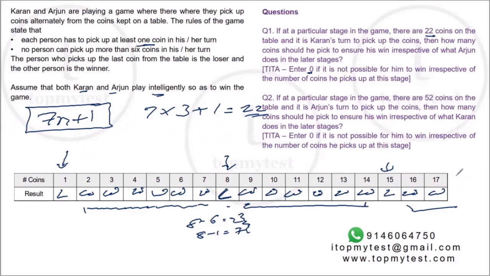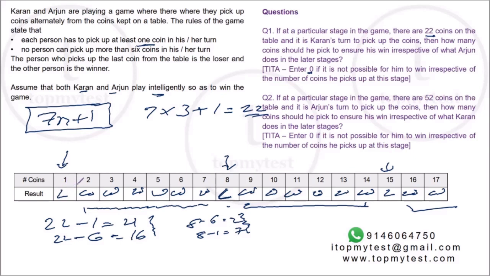From 22, Karan will put Arjun between 16 to 21. 22 minus 1 is 21 and 22 minus 6 is 16. In all these cases, Arjun will basically put Karan back at 15. Once Karan is at 15, he will put Arjun back from 9 to 14. Arjun will intelligently put him back at 8. Karan will put Arjun back from 2 to 7, and basically Arjun puts Karan at 1.